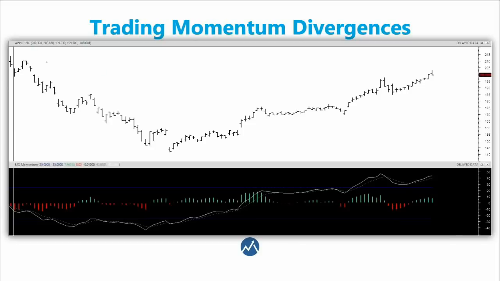Now this is Apple up here on the price chart, and down at the bottom we have the MQ momentum indicator. So one of the things I told you before was we can look at the momentum trend, and then we can look at other things called divergences. So let me explain what those are.